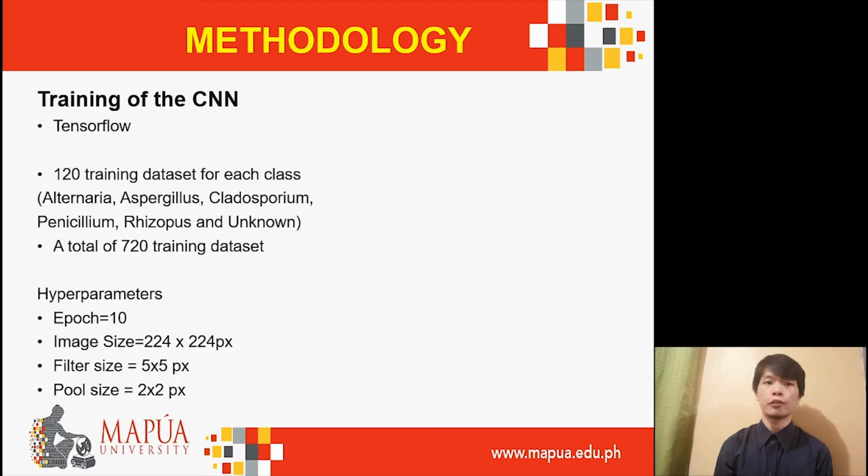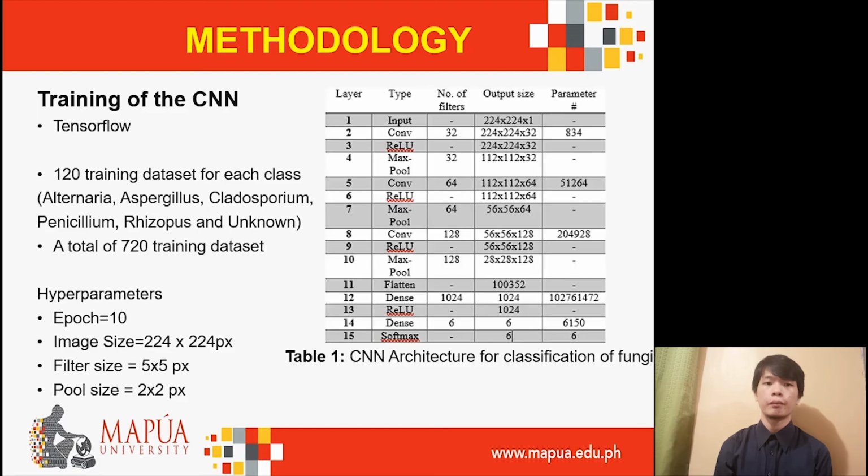So, there are 120 training dataset for each class, and we have 6 classes: Alternaria, Aspergillus, Cladosporium, Penicillium, Rhizopus, and unknown. So, a total of 720 training dataset were used. These are parameters used in the study. They are called hyperparameters. These hyperparameters can be learned during the training period of the CNN. Table 1 shows the CNN architecture of the study.